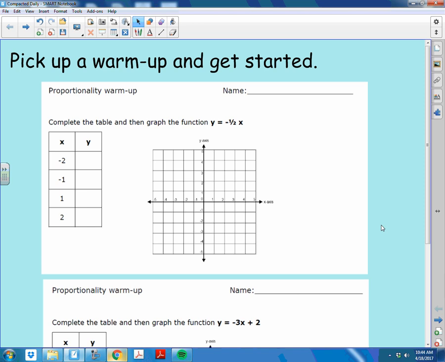So let's start with number 1. It says complete the table and then graph the function y equals 1/2 x. So first we need to fill in our y value. So basically the way that works is in order to get the y value, we simply plug in the x value, do the math, whatever it tells us to do, and then we're going from there.